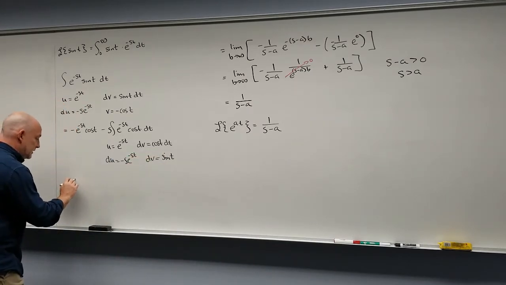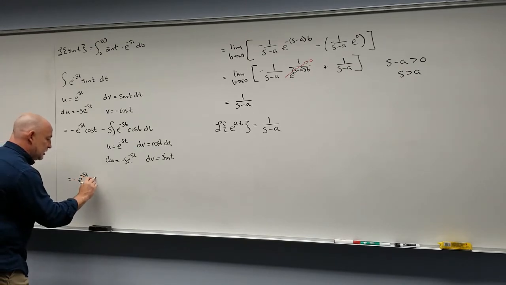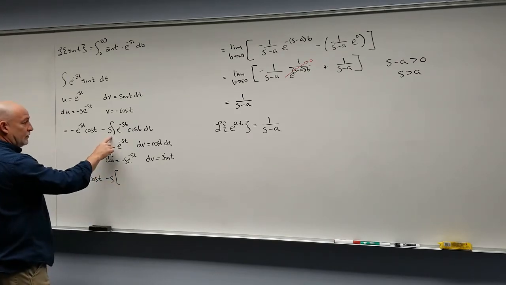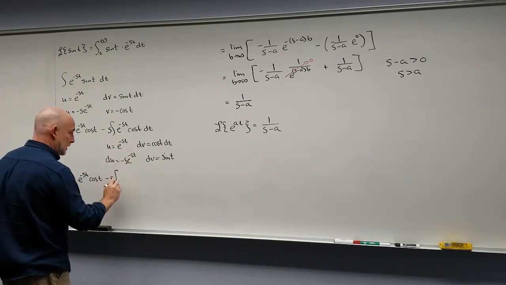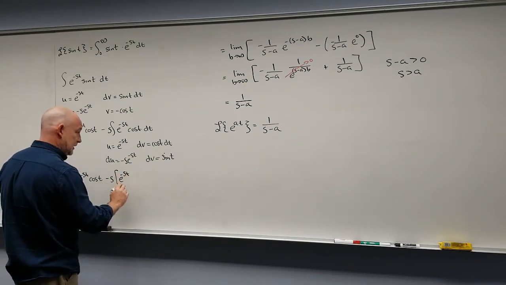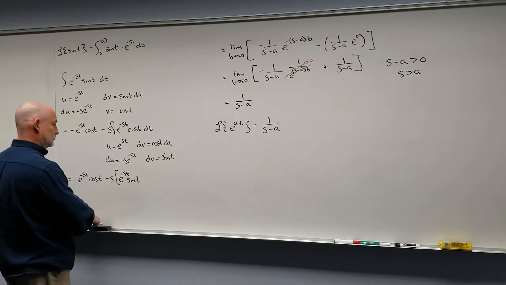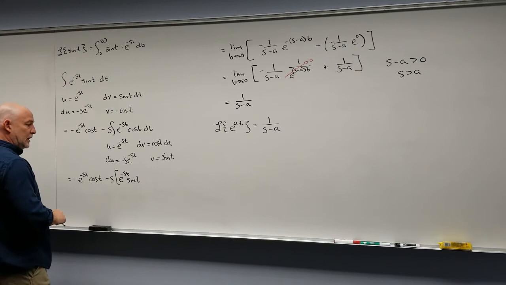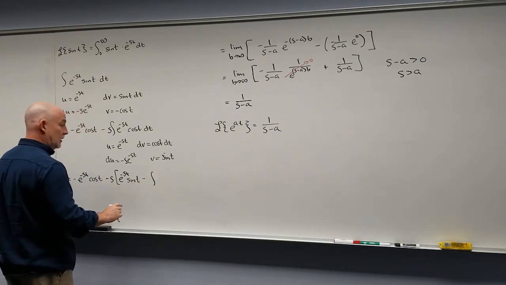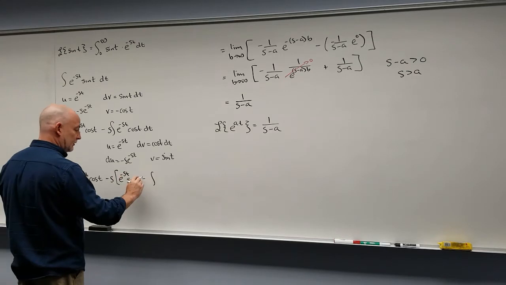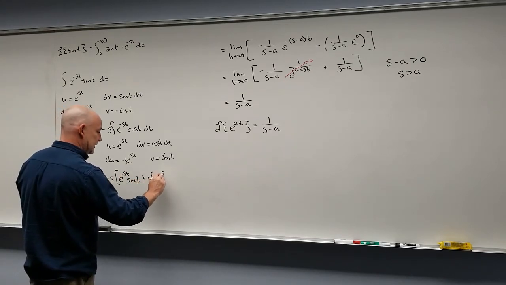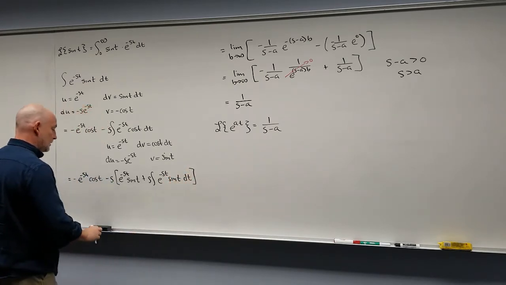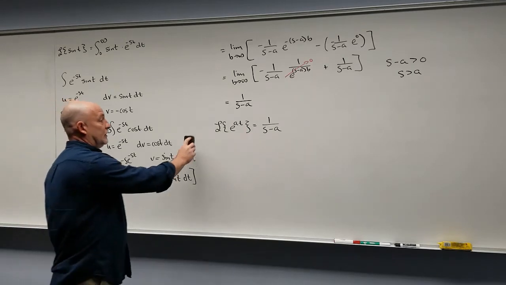So this is negative e to the negative st cosine t, minus s times, because that's out front, uv, which is e to the negative st sine t, minus the integral of v du. Now we have another negative, so that's plus s e to the negative st sine t dt. All right, so let's see here.